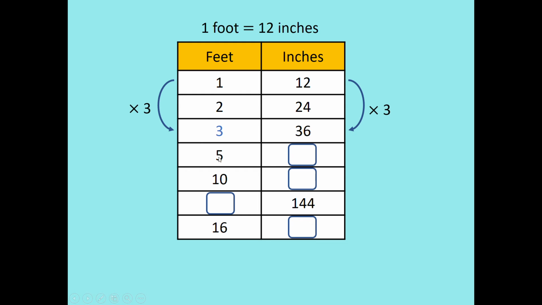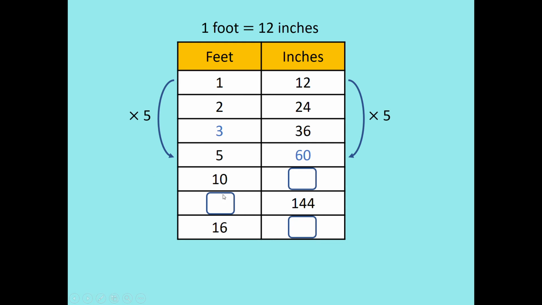Or if you know how many feet you've got, you multiply it by 12 because that's how many inches you'll have. So 5 times 12 is, or you just know, multiply both sides by 5. Whatever method works for you, it's 60. Can you work out the next one?